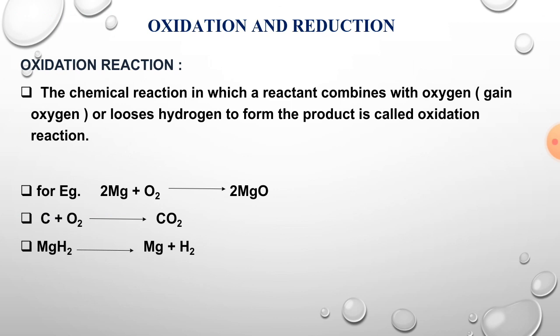So whenever you see in a reaction that O2 is added on the reactant side and H2 is there on the product side, that means it loses hydrogen atoms, and this reaction is called an oxidation reaction. Okay, so if you see O2 on the reactant side and H2 on the product side, then you have to understand that this reaction is an oxidation reaction.